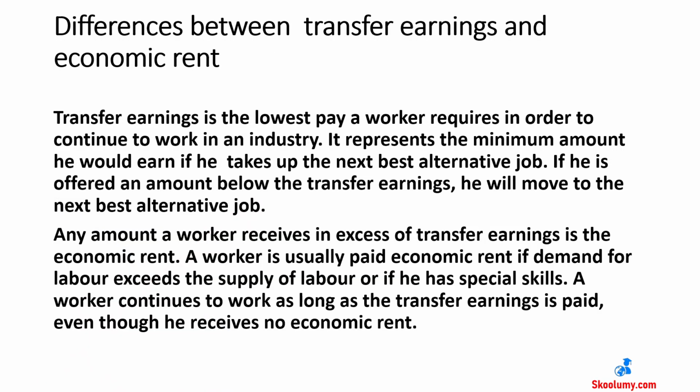Differences between transfer earnings and economic rent. Transfer earnings is the lowest pay a worker requires in order to continue to work in an industry. It represents the minimum amount he would earn if he takes up the next best alternative job. If he is offered an amount below the transfer earnings, he will move to the next best alternative job. Any amount a worker receives in excess of transfer earnings is the economic rent.